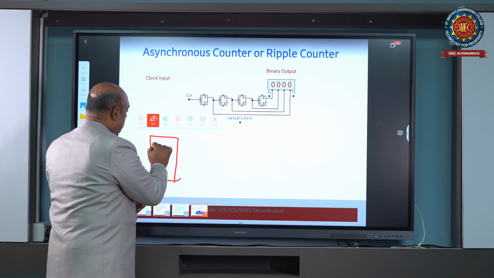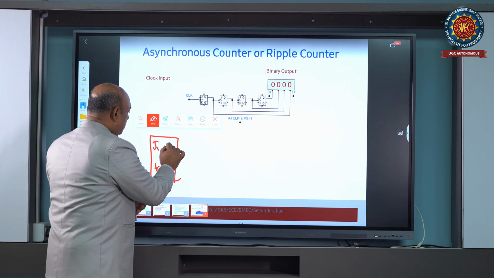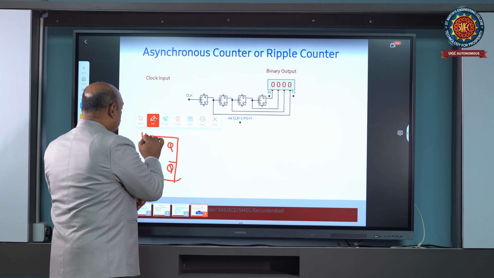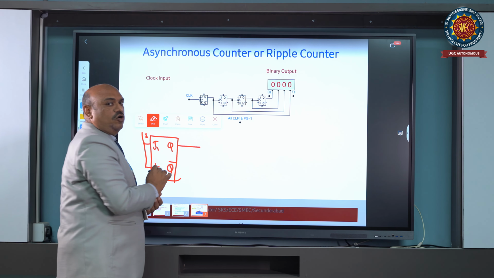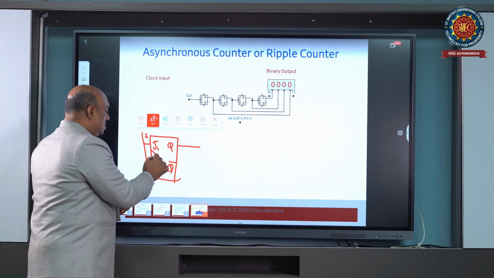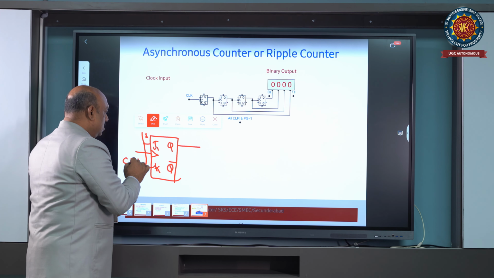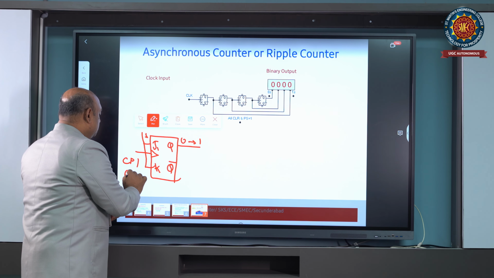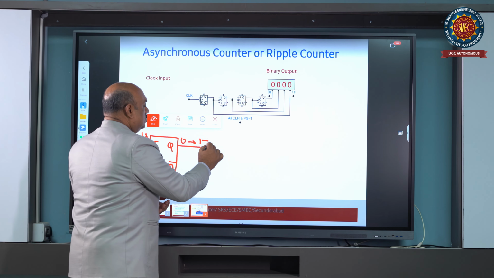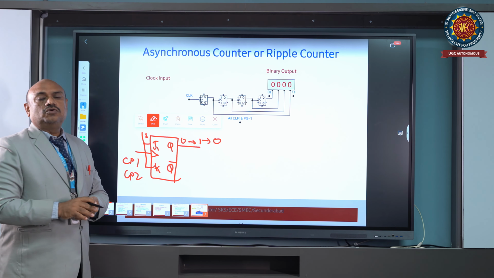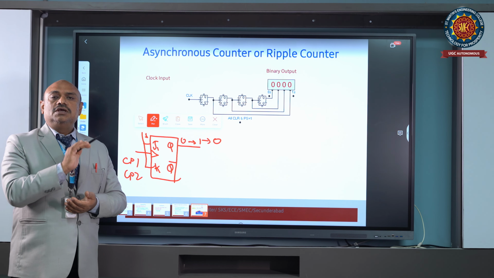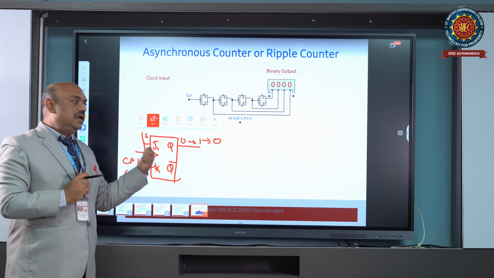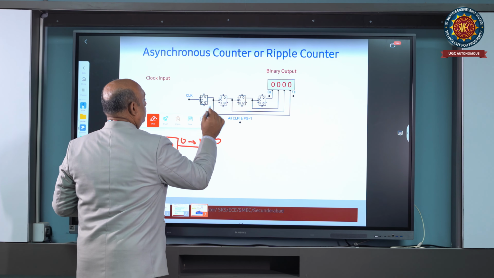For example, here is J, here is K, Q, Q bar. Both J and K are given 1, then the output will keep toggling at each clock pulse. Here I am giving clock pulse CP1. If it was 0, the 0 will become 1. When you give CP2, if it was 1, this will become 0. So this is called toggle mode of the JK flip-flop. It will always toggle when J and K are connected to 1 and the clock pulse is given.